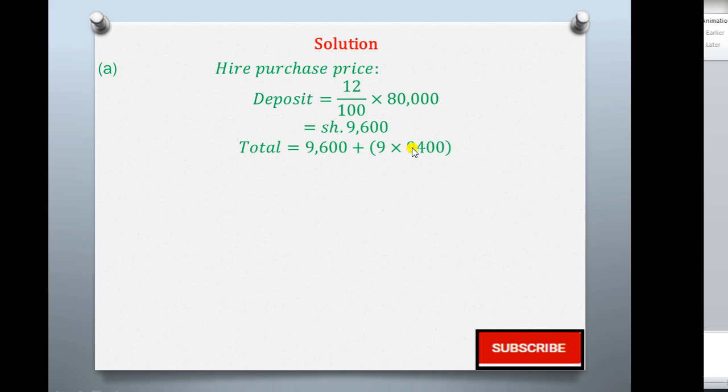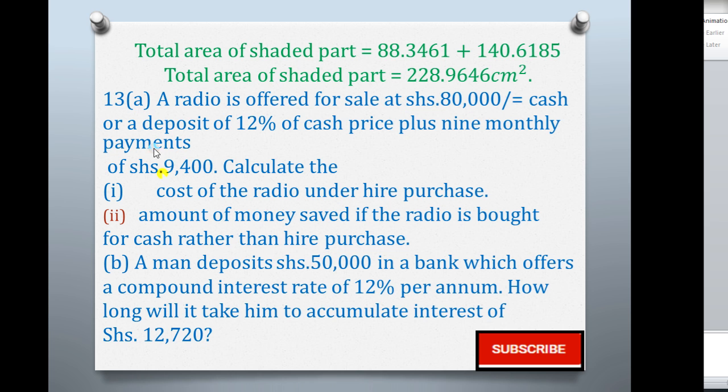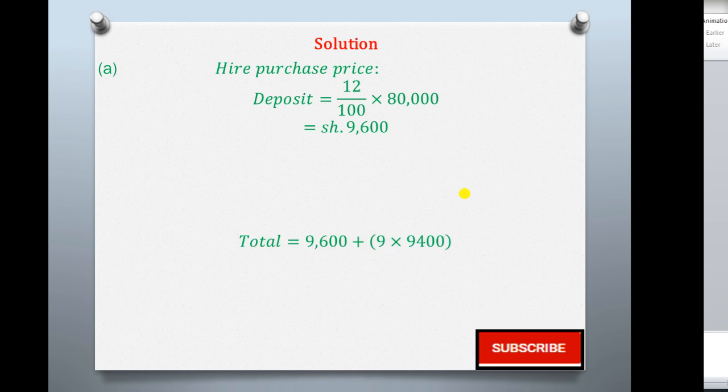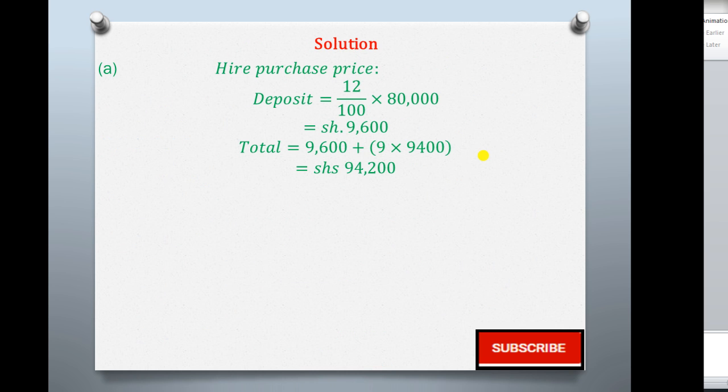9,600 plus. They also talked about some amount here later. Yes, they mentioned 9,400 shillings, and they said this will be for 9 months. So that is why in the solution we multiplied 9,400 by 9. So that will be the total amount the person would pay to get that radio at hire purchase. Now that gives us shillings 94,200 if you multiply well and add.